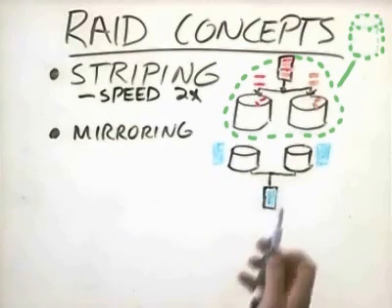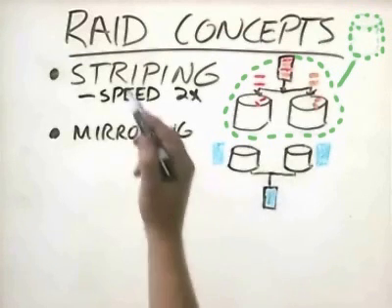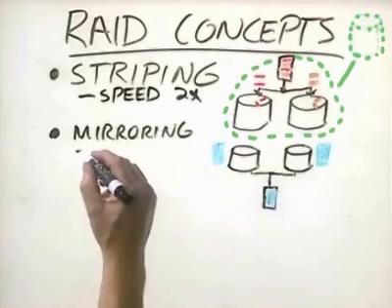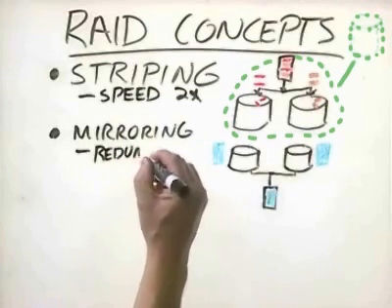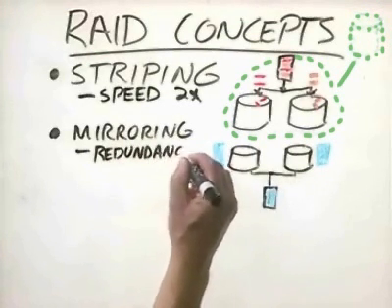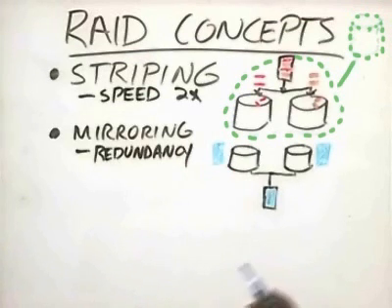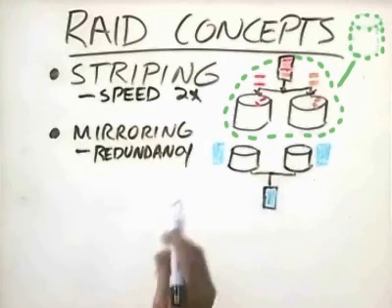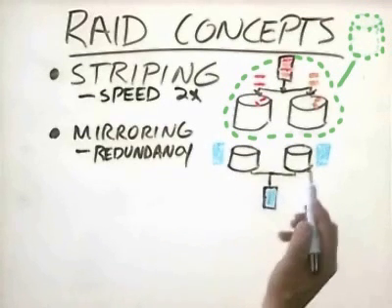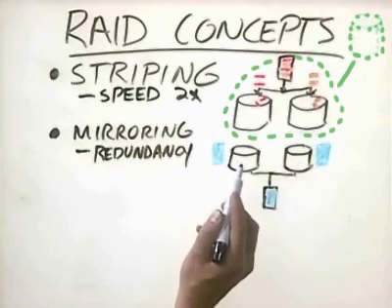Now, doing this does not increase the speed of the system at all like striping does, but what it does do is increase redundancy. If something bad were to happen to this hard disk drive and it were to go down, we're still okay because an exact copy of this data is written to this hard drive as well.